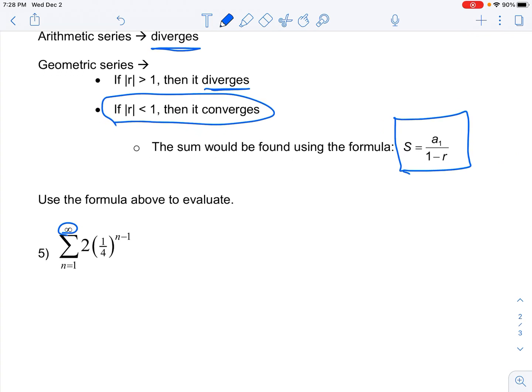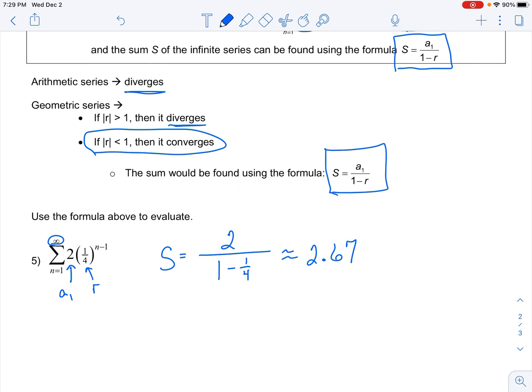So for the formula, I need to know what a sub 1 is and r. So for this formula, a sub 1 is 2, because this is the explicit formula, and r is 1/4. So my sum is going to equal this fraction, a sub 1, which is 2, over 1 minus r, so minus 1/4. So type that in as a fraction into your calculator, 2 over 1 minus 1/4. And this is going to be approximately, rounded to 2 decimal places, 2.67.